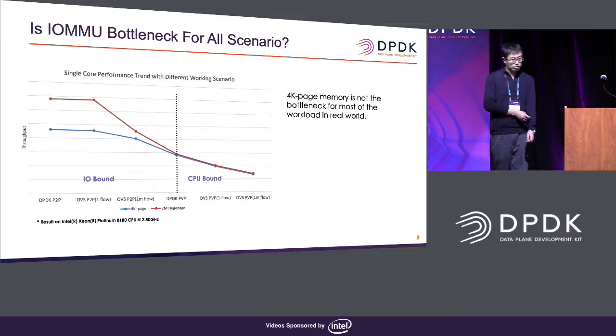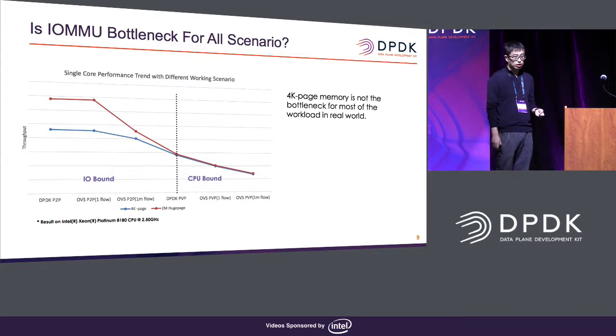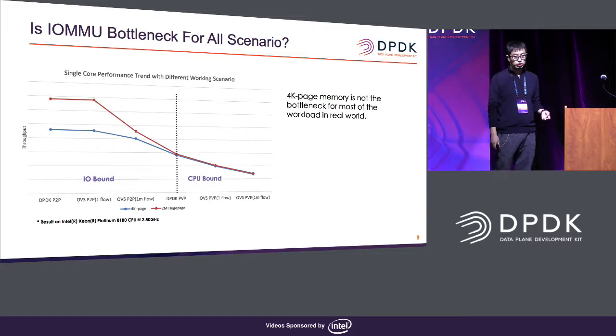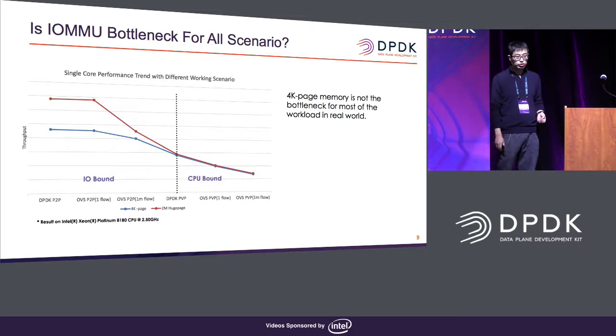But if we involve vHost IO and the VM, 4K page and huge page have almost the same performance for single core performance. So we can see that in the real world, we may have IO bound scenarios, CPU bound scenarios, or memory bound scenarios. For memory bound scenarios, obviously we will use huge page. But for IO bound and CPU bound scenarios, we think that 4K page still can be used. And for the IO bound case, we will discuss more later.